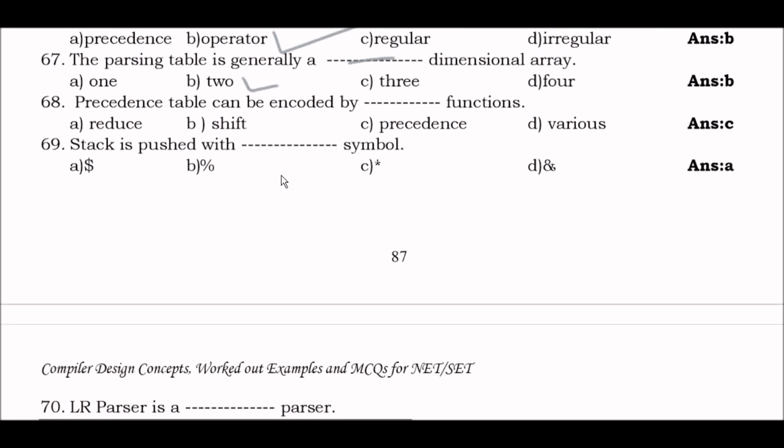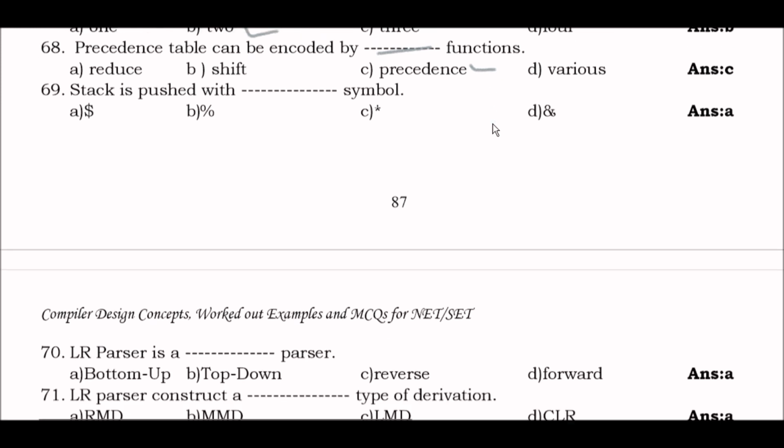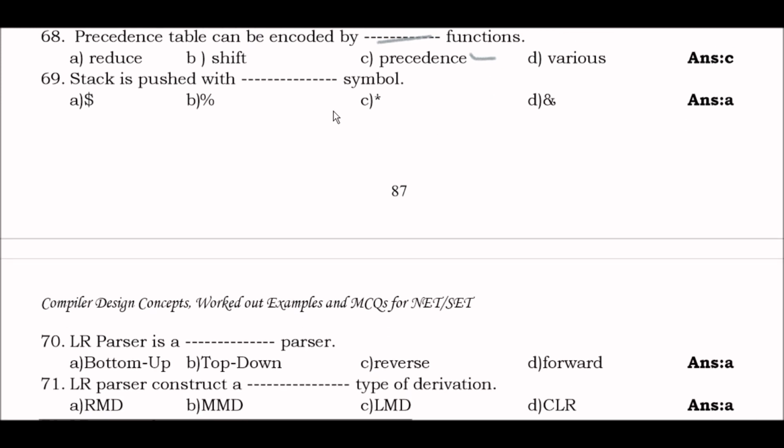Next question, precedence table can be encoded by blank space functions. Right answer here is option C, precedence. Precedence table can be encoded by precedence functions. Next question, stack is posed with blank space symbols. The right answer here is option A, dollar symbol. In the parsing techniques, the stack is posed with dollar symbol. This is a very important question.